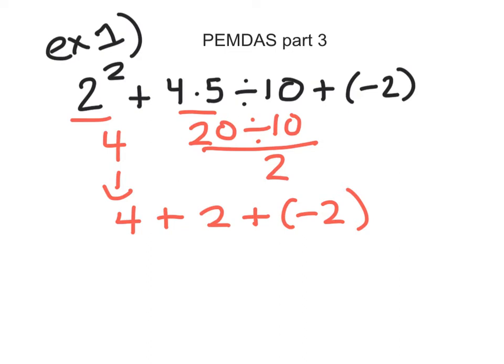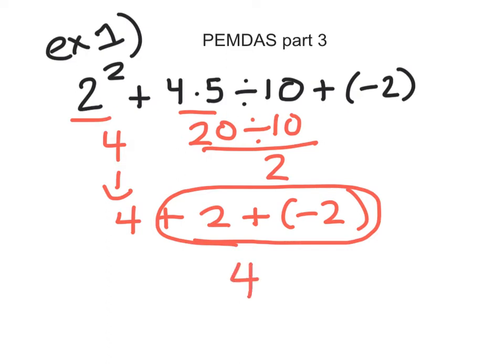So now we just have addition. So 4 plus 2 is 6, and then 6 plus a negative 2, well, that puts us back to 4. Actually, you may notice that those two numbers together cancel each other out. A 2 plus a negative 2 is 0. So our final answer for our first example is 4.